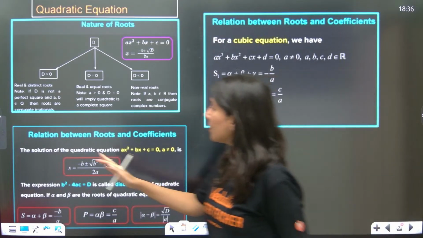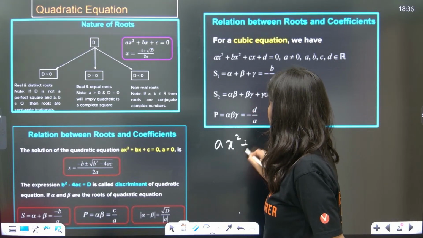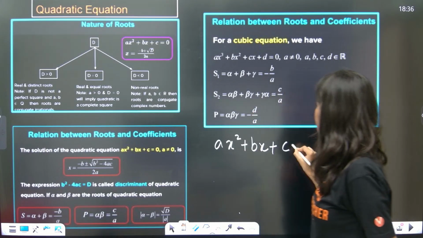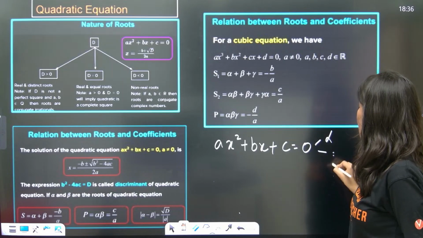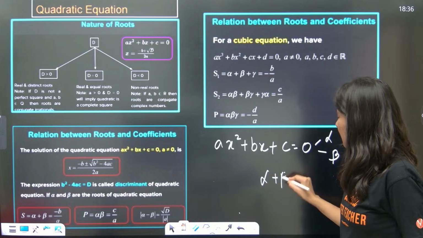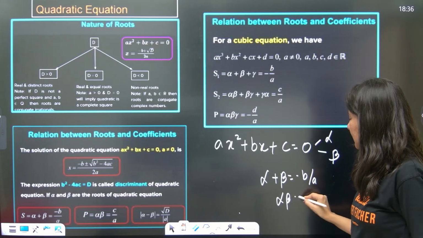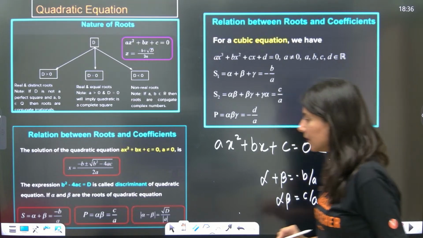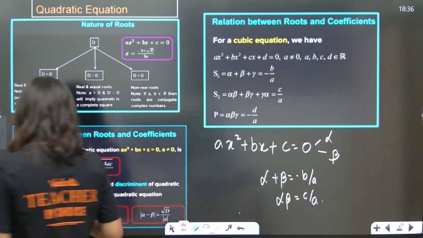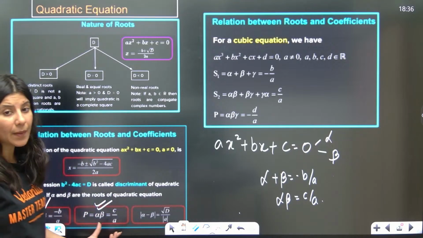I'm going to talk about relations between roots and coefficients. So you know that ax square plus bx plus c equals 0 is a quadratic equation whose roots are alpha and beta. Sum of roots, can anybody tell me, is minus b by a, and product of roots is c by a. So sum of roots alpha plus beta is minus b by a, product of roots alpha beta is c by a.